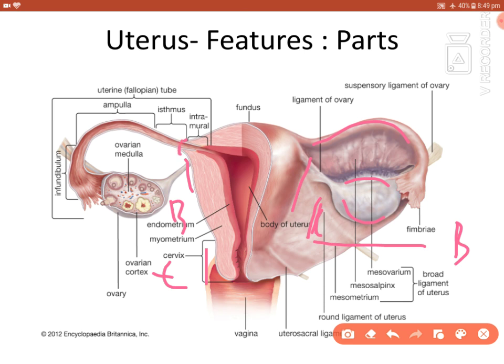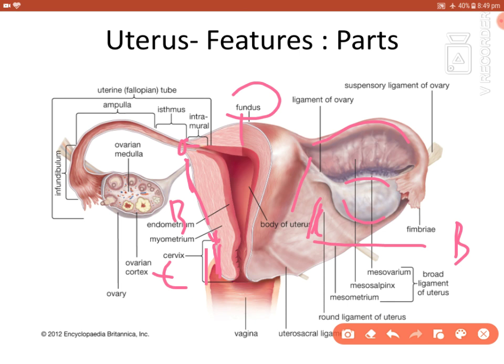This region is the lateral angle. The part of the uterus above this lateral angle is the fundus, a dome-shaped part. This part here is the body. The constricted region here is the isthmus. Then this is the cervix, which projects into the walls of the vagina.